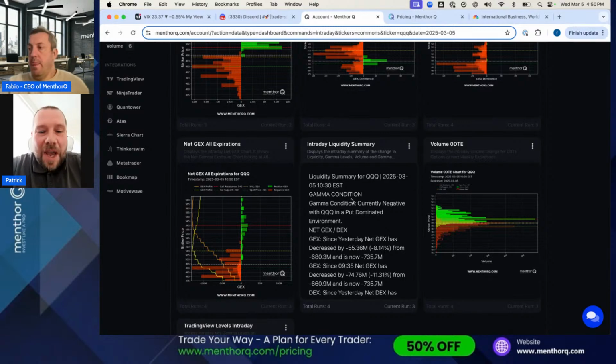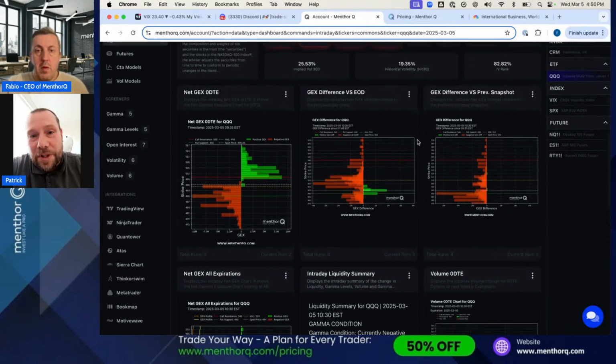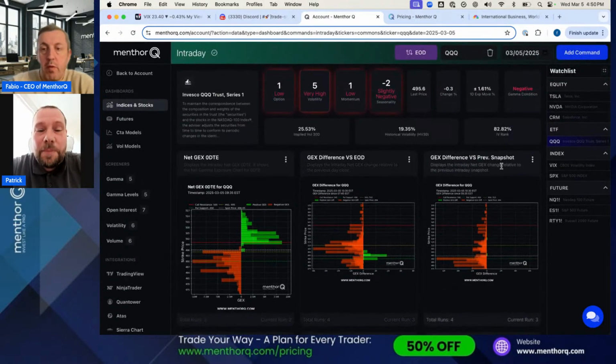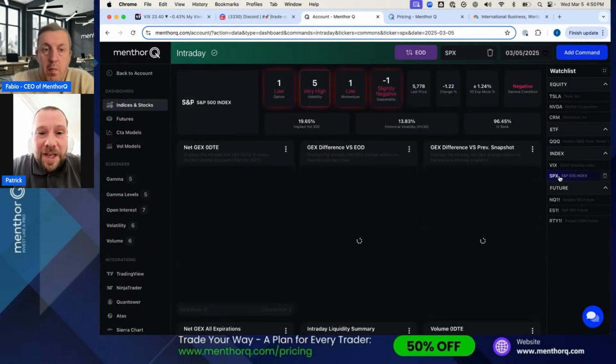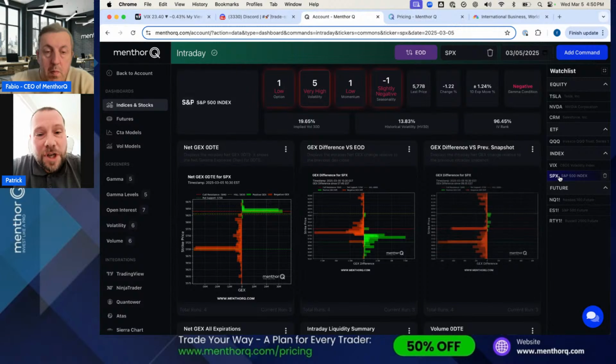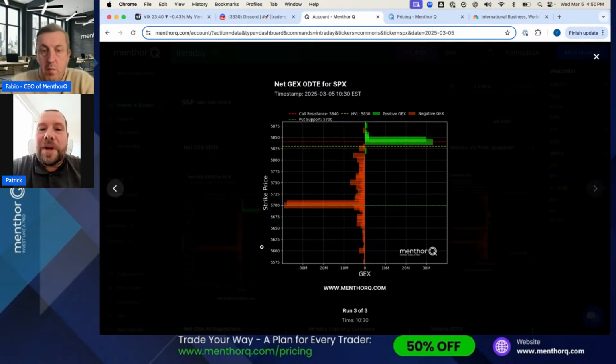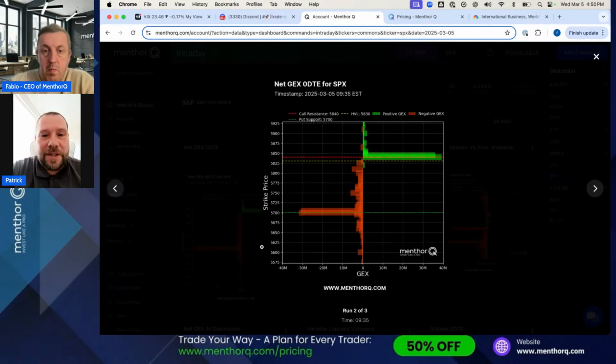And also, we have the new dashboard. So as a futures trader, I highly recommend you go in our app, use the QQQ, use the NDX intraday levels, and then you can look into the change, the GEX change from the last snapshot to the actual snapshot, or the last snapshot versus the end of the day data. And then you see on the GEX levels really well how everything has changed. So this gives you a direct visualization, correct?